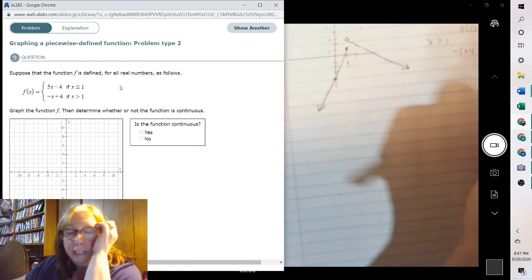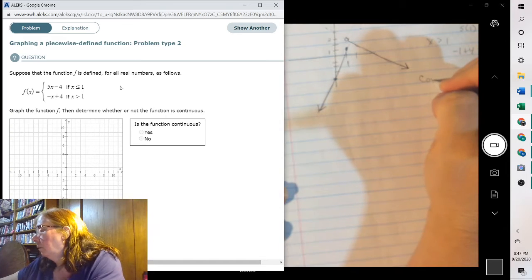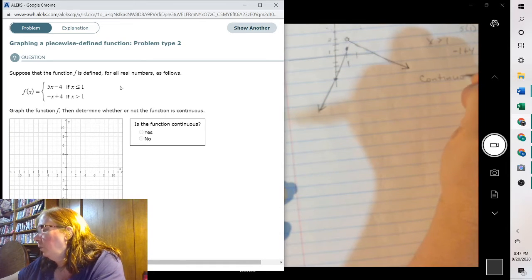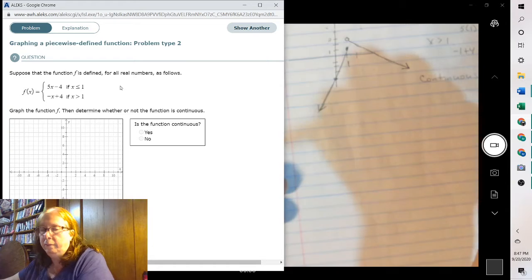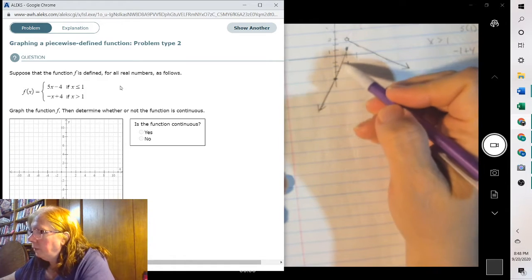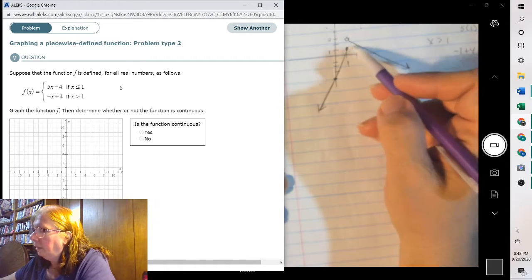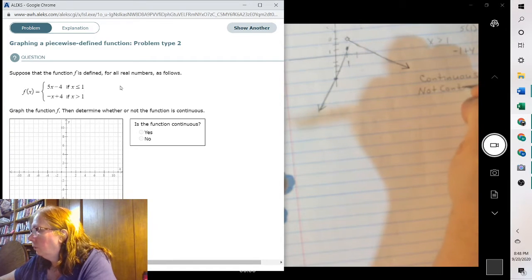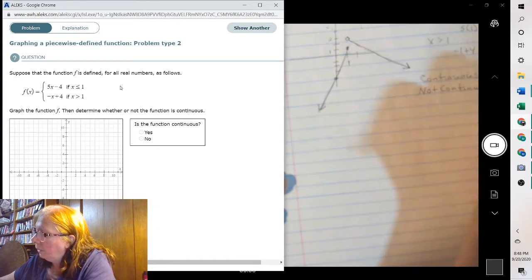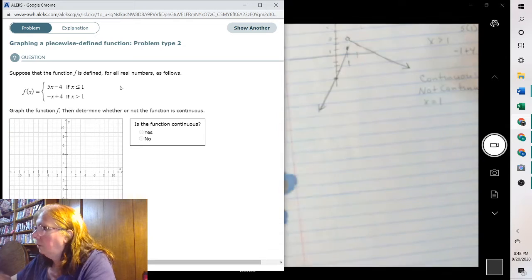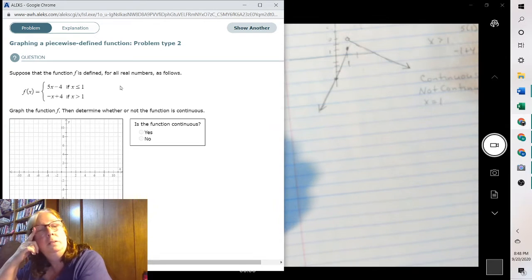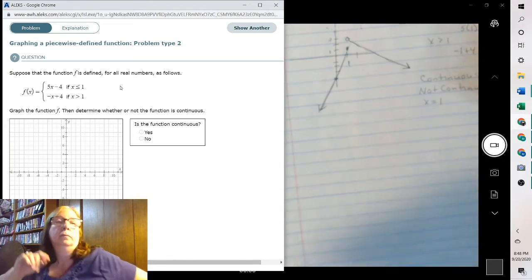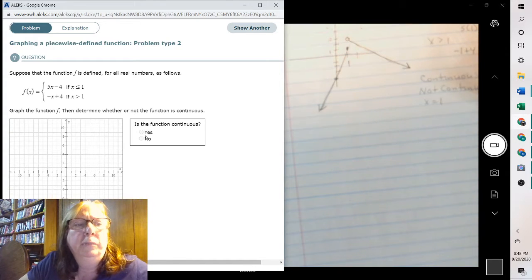Is the function continuous? To be continuous, you can trace it with a pencil and never lift it up. And if I trace this, when I get here, there's a break in the line. So it is not continuous. And the point it's not continuous at is x equals 1. So it's not continuous at 1. They're not asking that right here, but I'm sure it'll come up. Let's try another one.